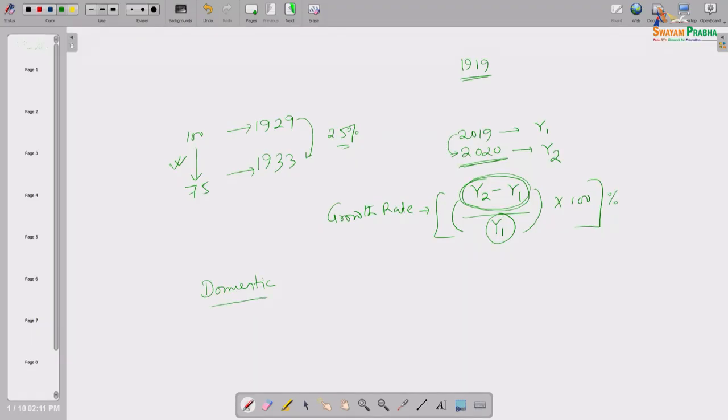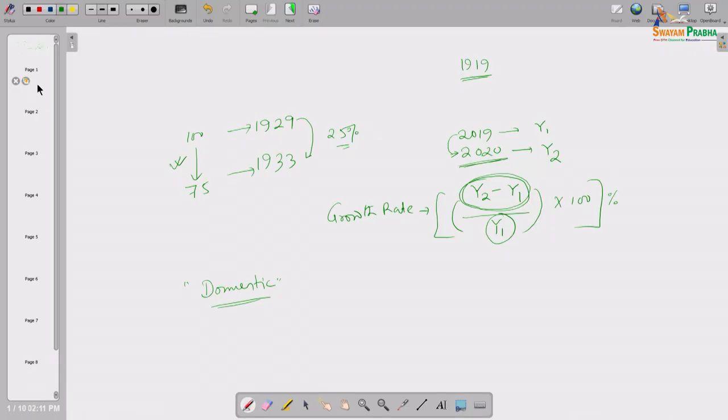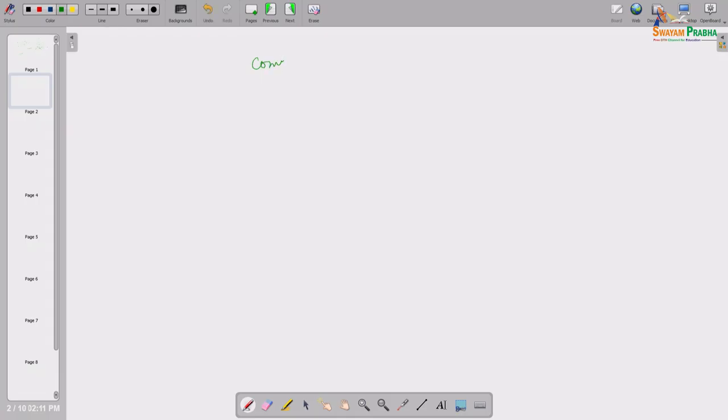So, what is the significance of domestic in gross domestic product? We told that within a country means within the domestic boundary or geographical border of a country. Whatever activities are going on within that, that is called GDP. Now, why I am clarifying that, this will be quite clear now when we discuss the components of GDP. What are the components of GDP? Let us discuss.